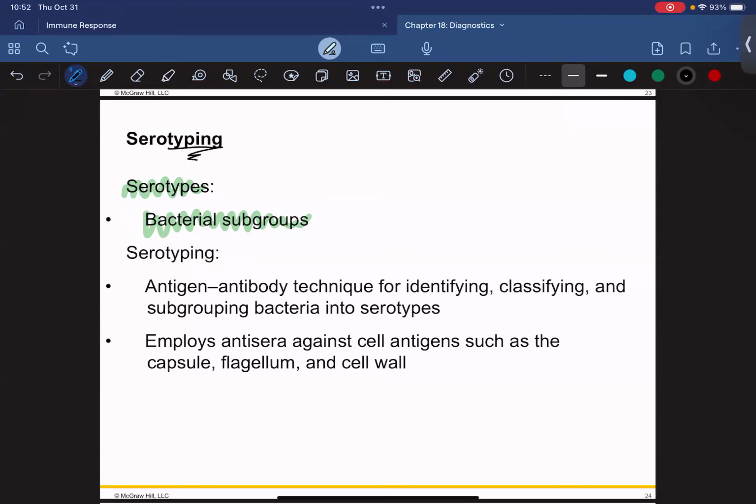So that's what a serotype is, using antibody antigen to tell the difference between different subsets of bacteria. Like when we talk about the salmonella, all the different kinds of salmonella that you can possibly have. Some of them have certain markers we can identify with antibody. That could be things like the presence of flagella or capsules or certain markers on the cell wall.